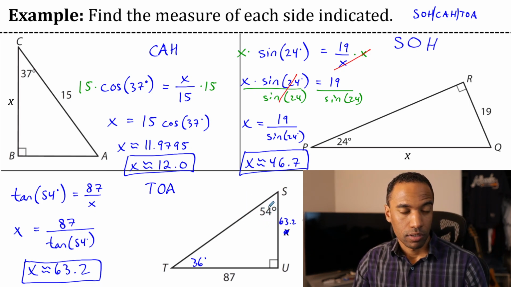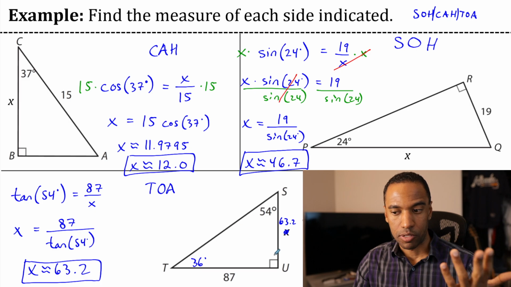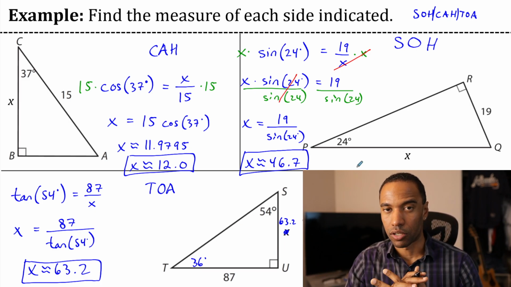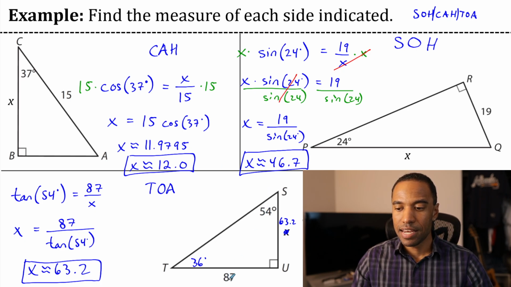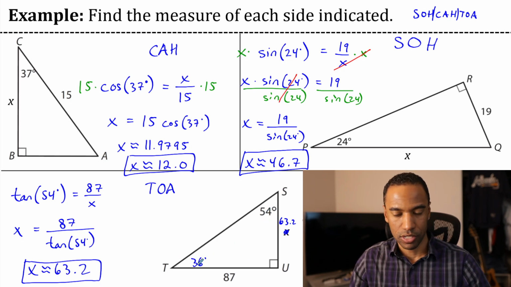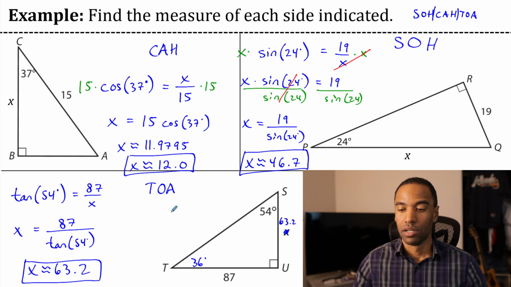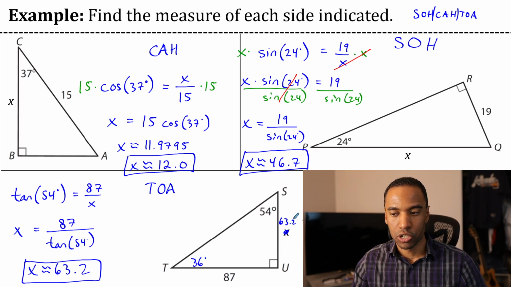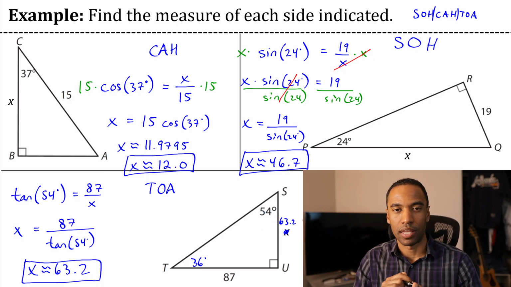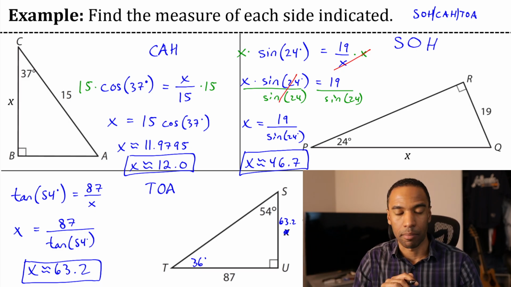We talked about how the longest side is always opposite the largest angle. Well, it's also true that the smallest side is always opposite the smallest angle. Does it make sense that 87 is more than 63.2 if 54 is more than 36? Yeah. 36 is a smaller angle measure, so 63.2 should be smaller than 87, right? So that at least makes sense to me when I'm doing that double check. If I got an answer that was larger, then I made a mistake.